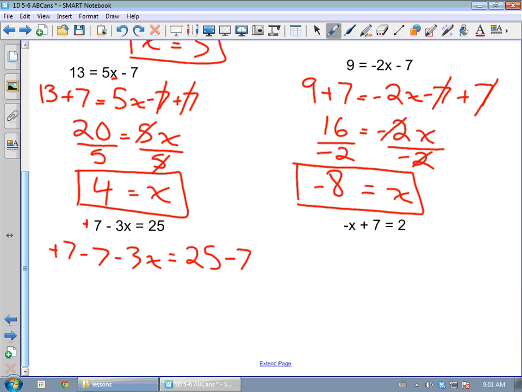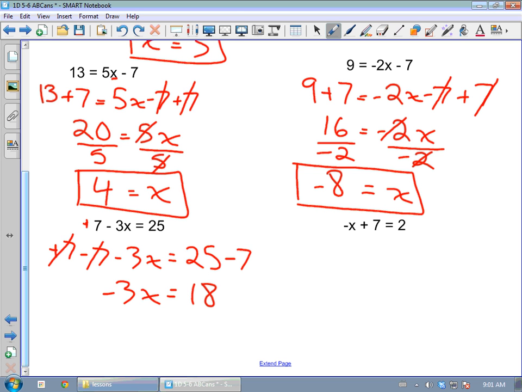Right. Couldn't have said it better myself. We think of this as a positive 7, so we do the opposite of it. We subtract 7. If we subtract 7 from one side, we subtract 7 from the other side. These guys are going to cancel out. And I get 25 minus 7, which is 18. Stephanie's nodding at me, so it must be right.